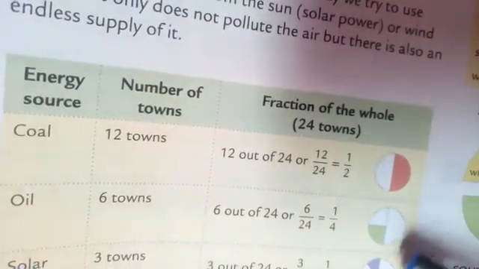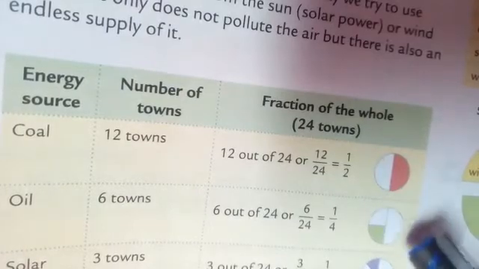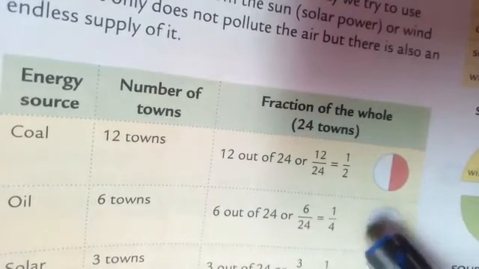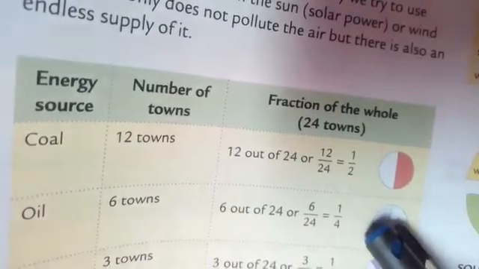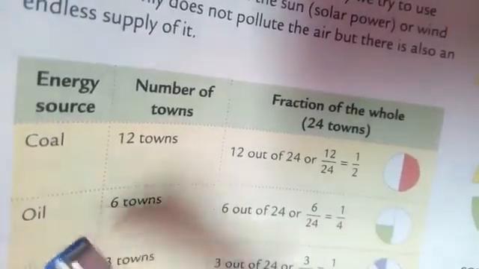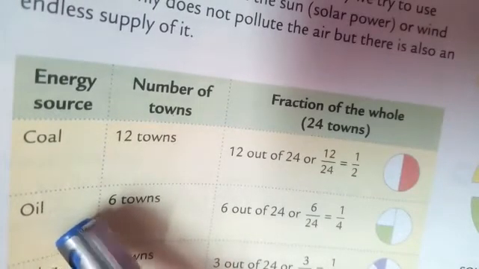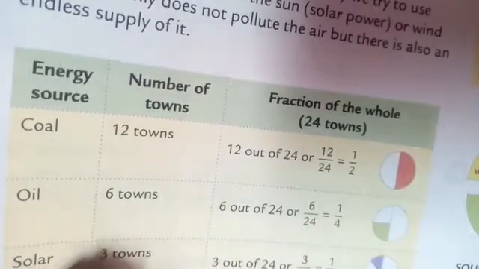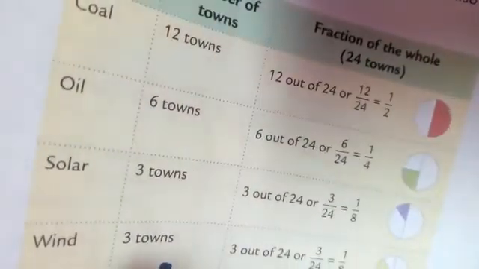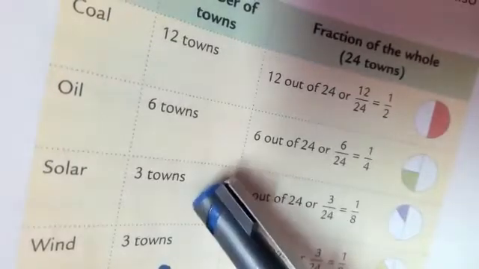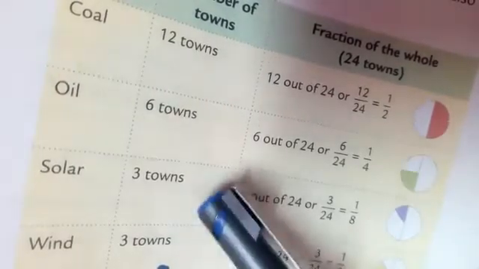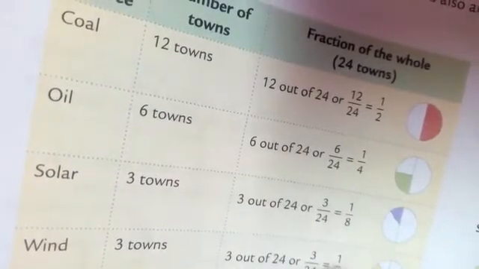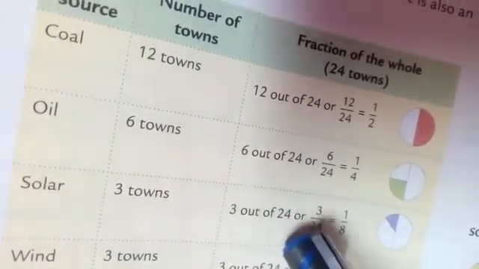So what do we do? A circle should be divided into 4 equal parts and one part should be shaded, and that one part should be shown for oil energy. And that is what they have colored in green. Now the third one is solar and the fourth one is wind. Both are equal. The number of towns are equal for them. So 3 towns, 3 towns. If you find it for one, the next one will also be the same. So 3 out of 24.